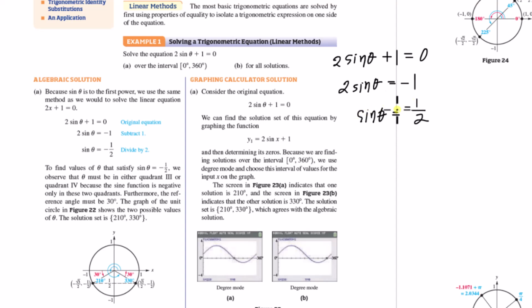Okay, so now what do we do here? Well, we're trying to solve for theta, right? That's the idea, that we're trying to solve for the variable here. So how can we get the theta out of here? Well, we use the inverse of the sine function, the inverse sine function. So we take the inverse of both sides of the equation. So inverse sine of sine theta is theta. And on the right side, we've got inverse sine of 1/2.